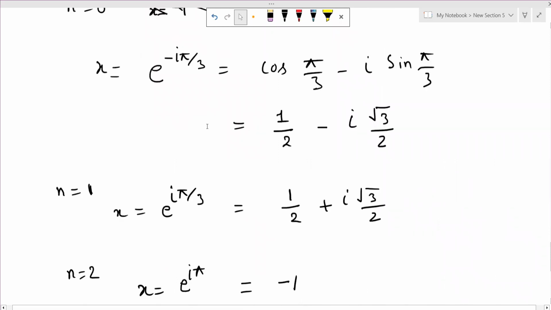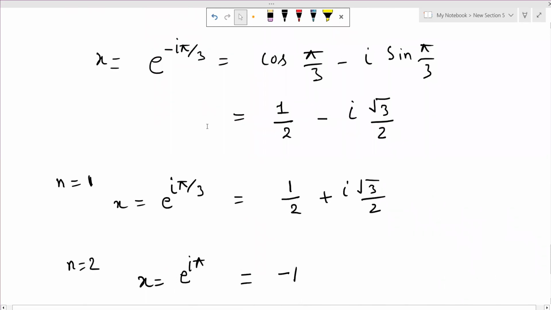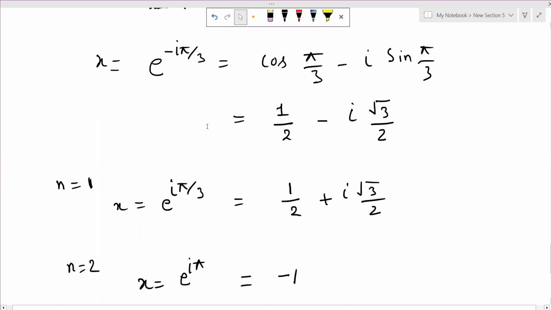So minus 1 is already in Q. You only need to show that iota and root 3 by 2, root 3, are in Q. You only need to check this thing. But you can do this easily, right? This is not a hard computation.